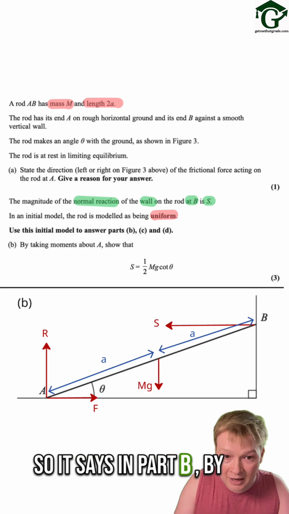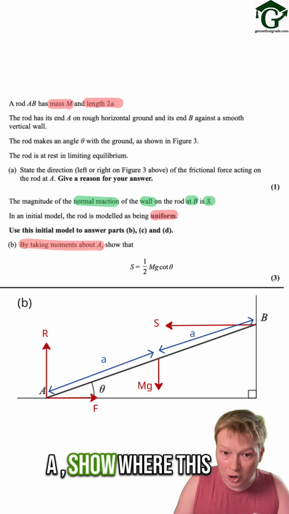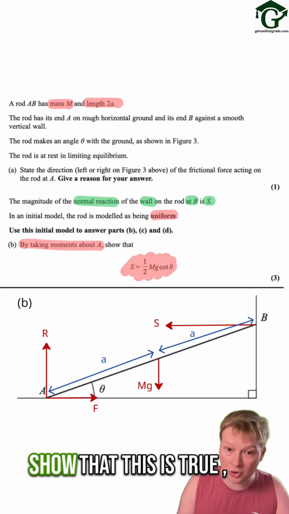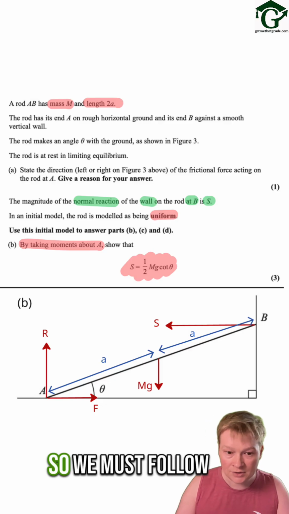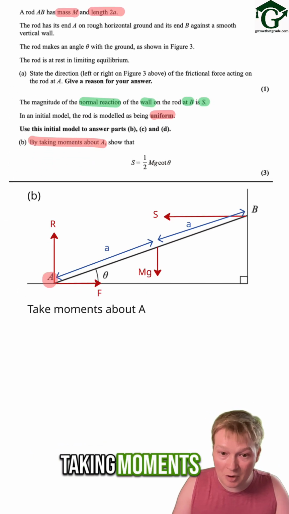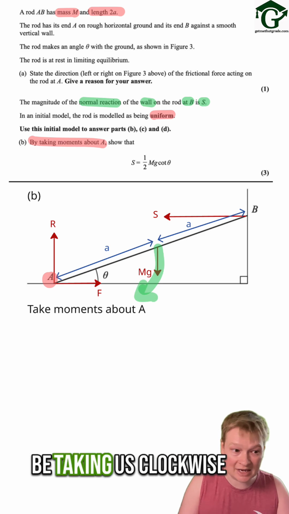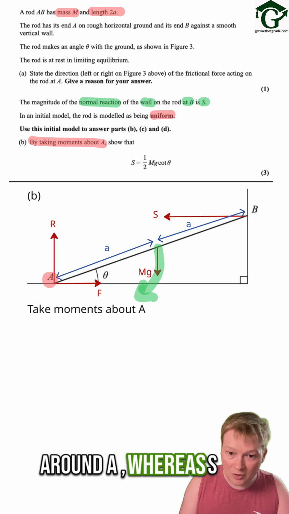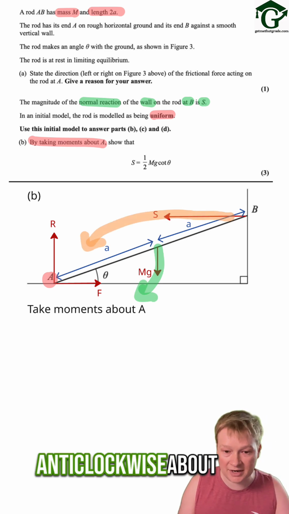So it says in part B, by taking moments about A, show where this formula comes from. Show that this is true for 3 marks. So we must follow that instruction. We must take moments about A. So this is where we're taking moments about. Notice that mg would be taking us clockwise around A, whereas S would be taking us anti-clockwise about A.